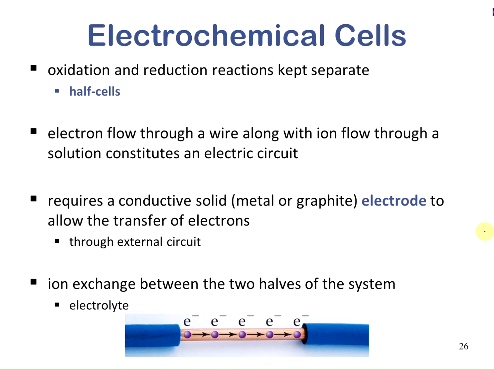Electrons flow through a wire along with ions flowing through a solution, which make up the electrical circuit. And this is going to require a conductive solid, either metal or graphite electrodes, to allow the transfer of electrons. And those electrons are flowing through that external circuit. And there's also that ion exchange between the two half cells using the electrolyte.